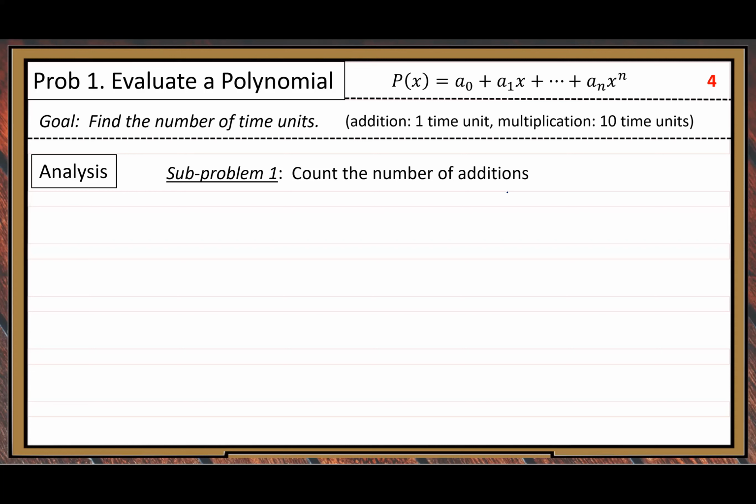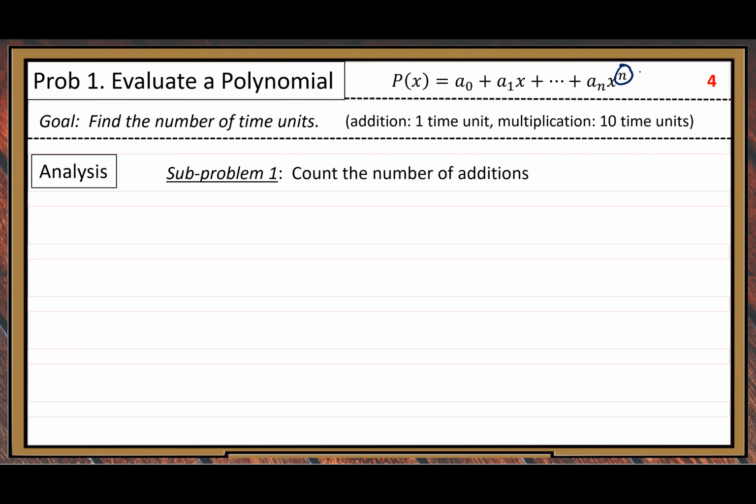Subproblem number 1. Count the number of additions. We need to count the number of additions and the number of multiplications. Let us count the number of additions first. Given a polynomial with degree n, where n is the highest degree term, how many additions do we need to do? Can you get that answer quickly? Put your answer in the chat area to show me.